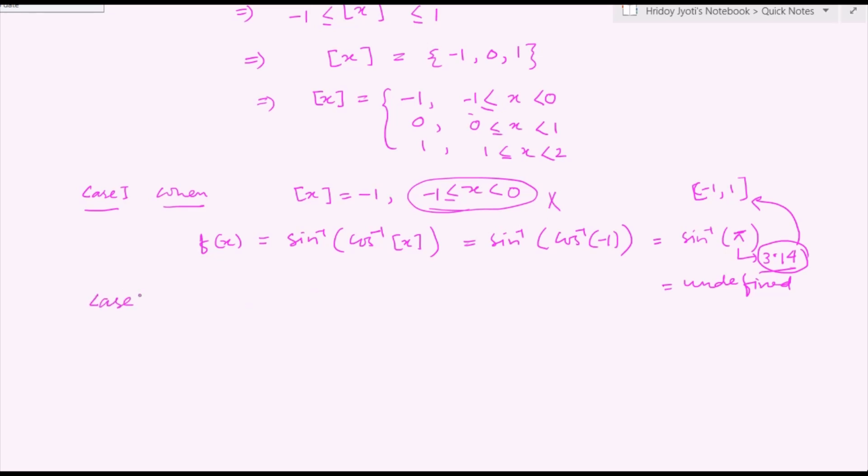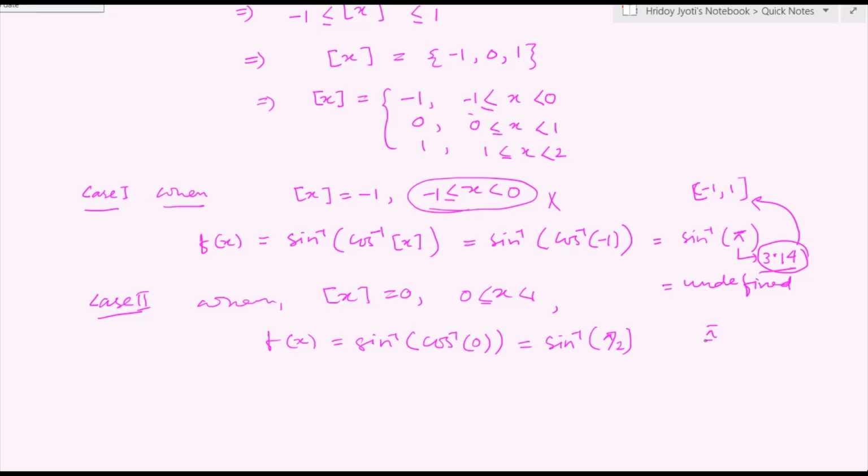Case 2, when GIF of x is 0, that is x will lie between 0 to 1, then the functional value f of x will give us sine inverse of cos inverse of 0. So ultimately we'll be getting sine inverse of pi by 2. Again, the value of pi by 2 is 1.58, we can take 1.57. Then also it is not lying in the domain of sine inverse, so this is also undefined.